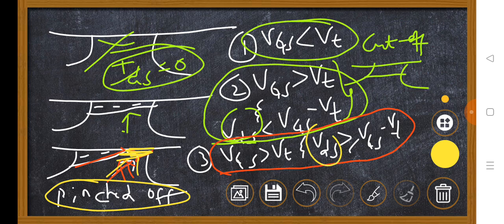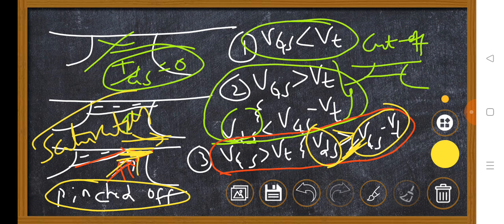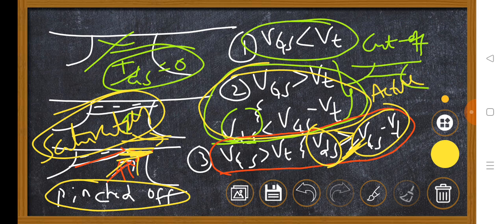If you observe this condition, VDS is greater than or equal to VGS minus VT; this equal-to condition is the minimum voltage where the channel is going to be pinched off. Is it understood? Therefore, there is no further increase in current; there is a constant current here. Therefore this region is called the saturation region, that means a constant current source region. Whenever VGS is greater than VT and VDS is less than VGS minus VT, the region is the active region. Is it clear?